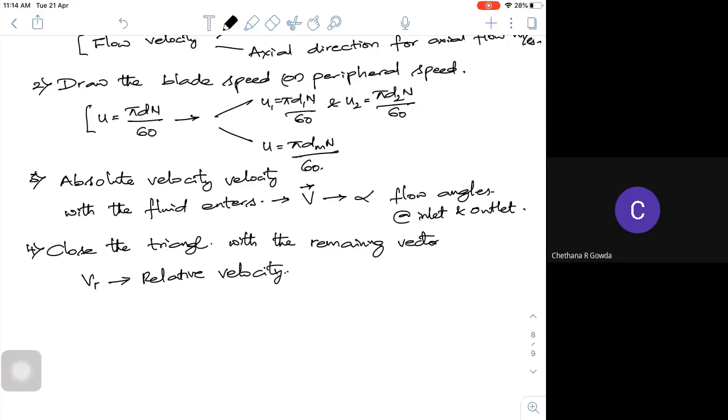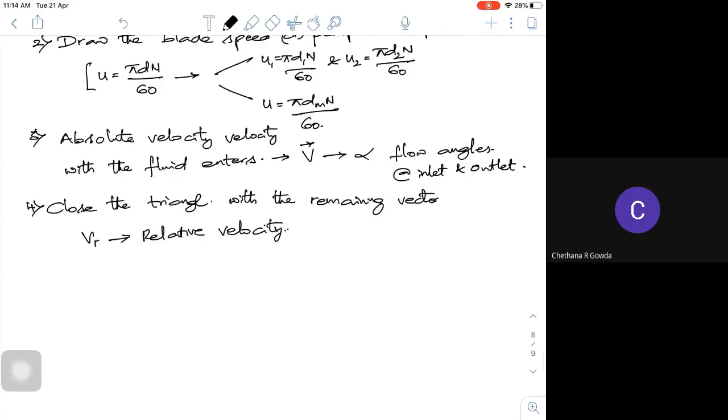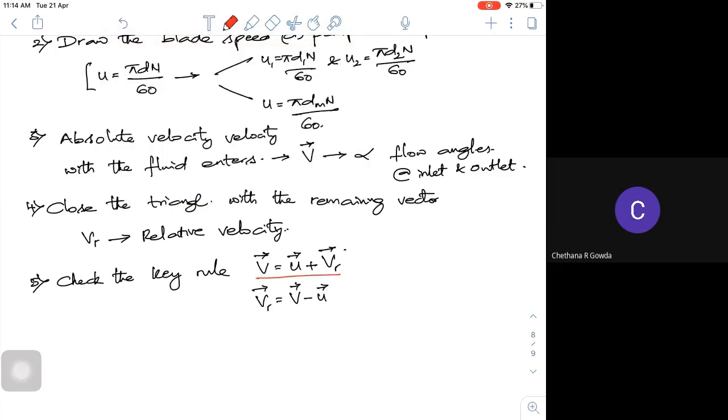Fine. The last thing, we have to check for the key rule, where your absolute velocity is equal to your peripheral velocity or blade velocity plus your relative velocity. Or the same, sometimes I can write VR is equal to V minus U, whatever it may be. I have to ensure that this simple rule is followed at each and every step.